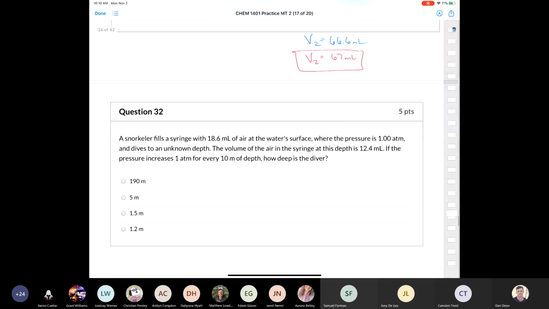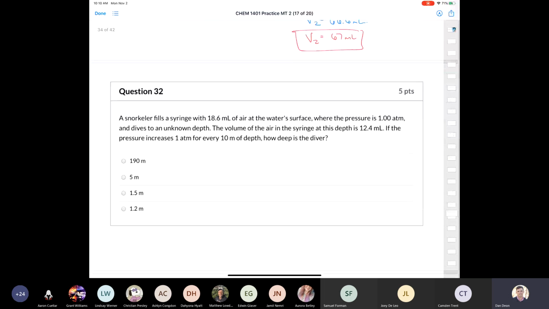Boyle's Law, question 31. Sorry, question 32. Can't count. Let's see here.